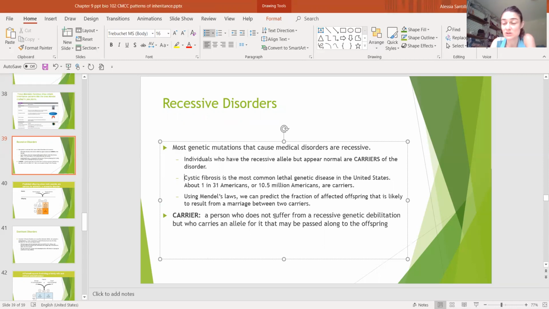And so we can use Mendel's laws and even the pedigree to see if we have it, if it could be passed on to future generations or not, if you are a carrier. So a carrier, just to give us a definition, is a person who does not suffer from the disorder, but who carries the recessive allele so that it can be passed on to the offspring.